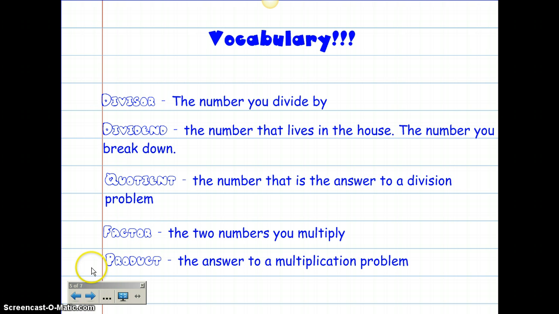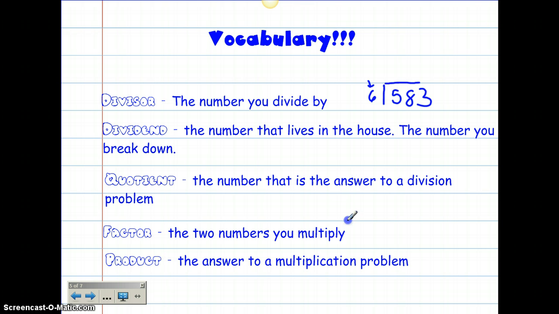Let's look at some more vocabulary. Divisor. What is the divisor? The divisor is the number you divide by. So, if I have this made up problem, this is going to be your divisor. Dividend. It's the number that lives in the house, the number that you break down. And this is the dividend, what you break down. Quotient is the number that is the answer to a division problem.